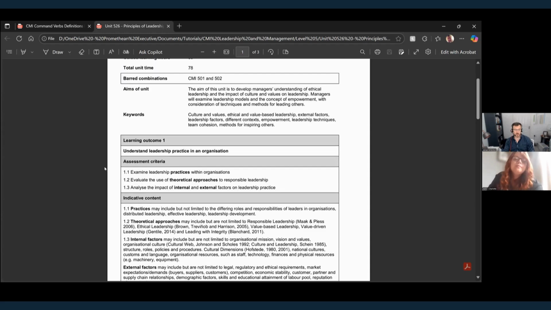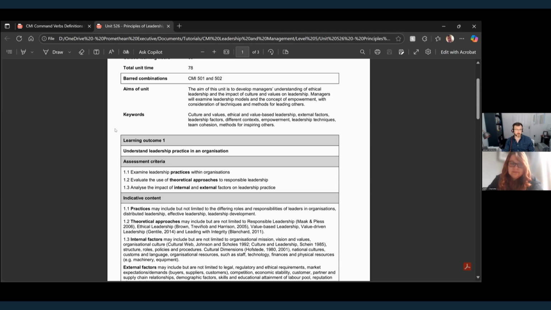1.2 then is moving on to evaluate the use of theoretical approaches to responsible leadership. What I would be tempted to do here is define what we mean by responsible leadership. One person's idea of responsible might not be somebody else's, for example. So I think that's one of those terms that sounds nice, but might benefit from you defining it in your own terms a little more clearly.